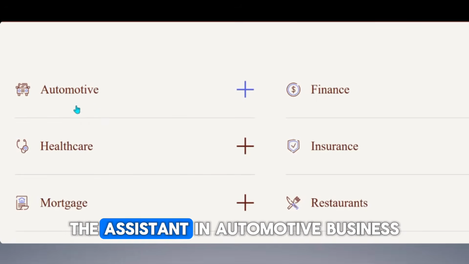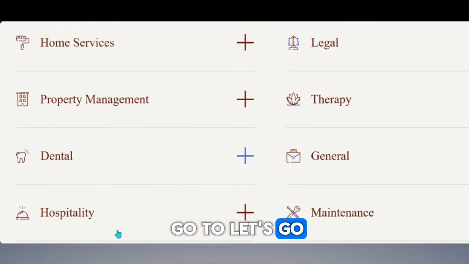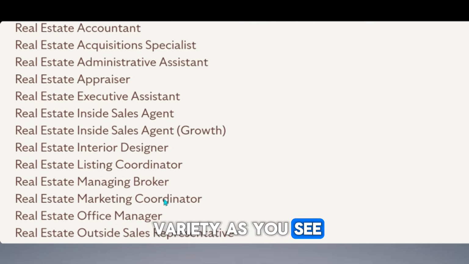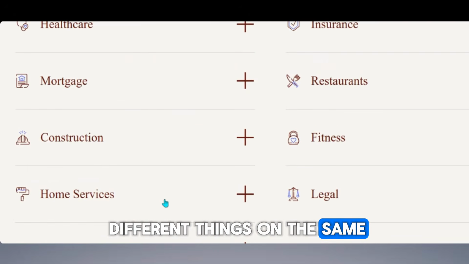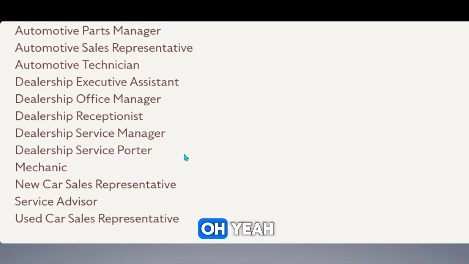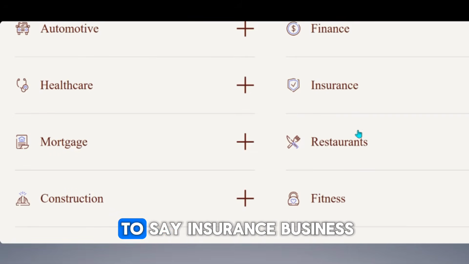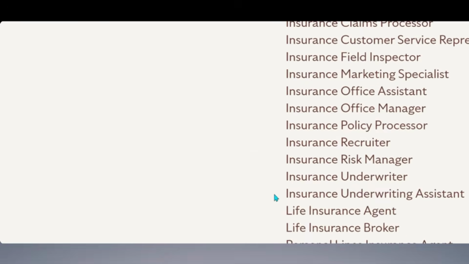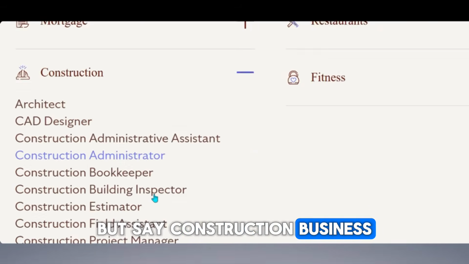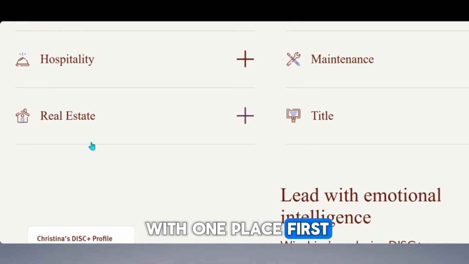The assistant in the automotive business or mortgage will be the same thing. But let's start with real estate. Why? Because there are many varieties, as you see, so many different things on the same side. If I go to, for example, the automotive business, yeah, they also have a variety, but not that much. Or if I go to the insurance business, they also have a little bit of variety, but say the construction business is different. So let's start with one place first. Start with real estate.